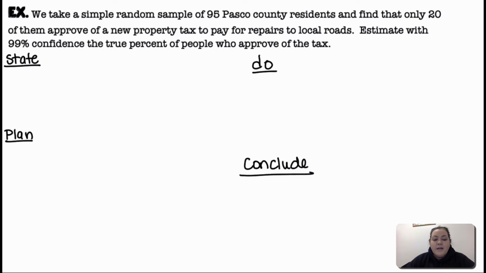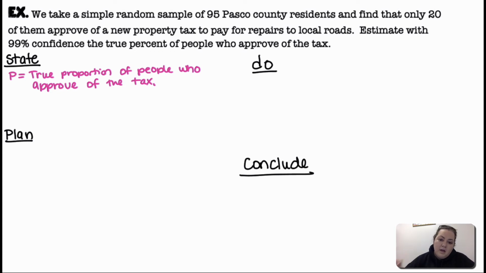All right, so we're going to follow state, plan, do, conclude. For state, we're going to define our parameter. So p is the true proportion of people who approve the tax. When possible, I like to pull it directly from the question statement that they gave us, their wording. The confidence level was 99%. p hat, my sample proportion, would be 20 out of 95, which is 0.21-ish. n is 95, my sample size.